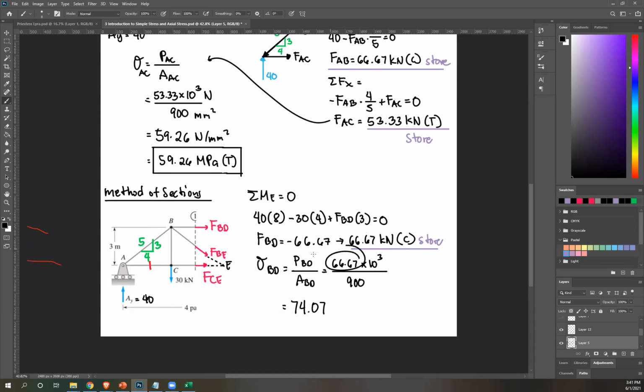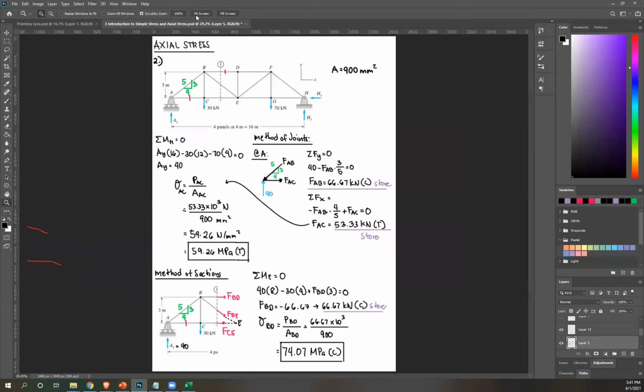It's 74.07. If you use the stored value of this, not 0.8, so 0.7. Again, Newton per millimeter squared or MPa, and then it's in compression. Compressive stress. And that's your final answer. Okay? That's number 2. Any questions for number 2? Please answer in the chat.